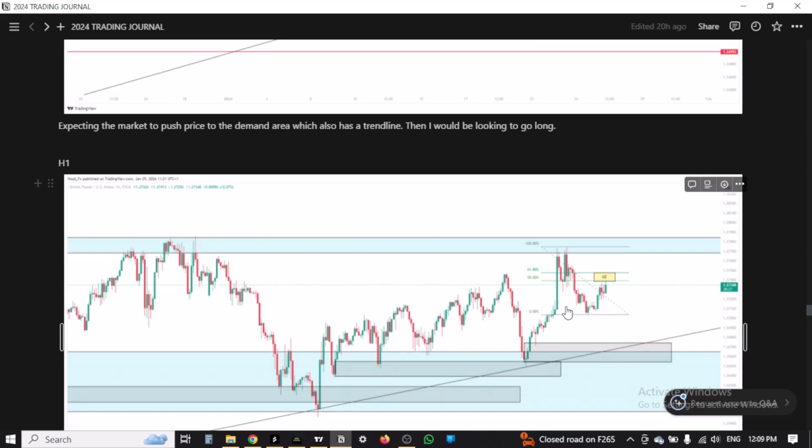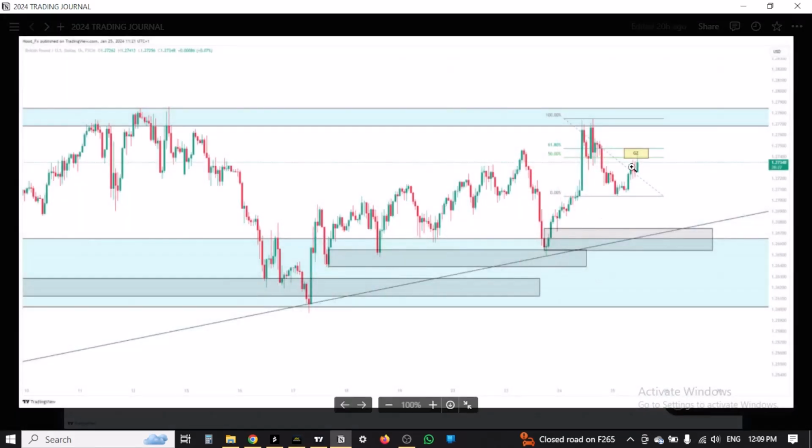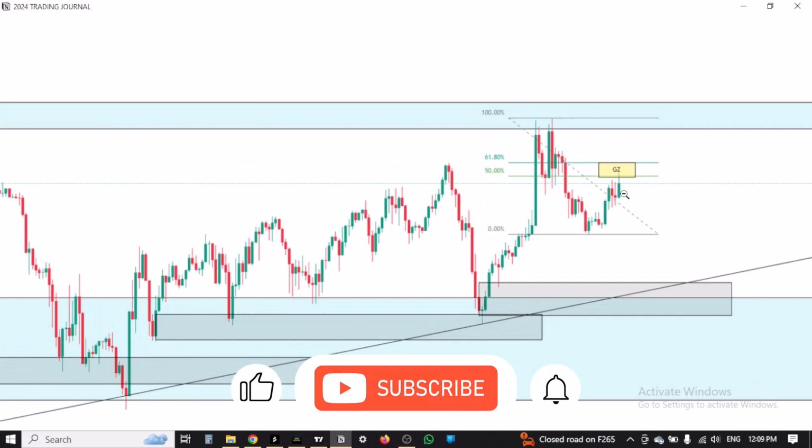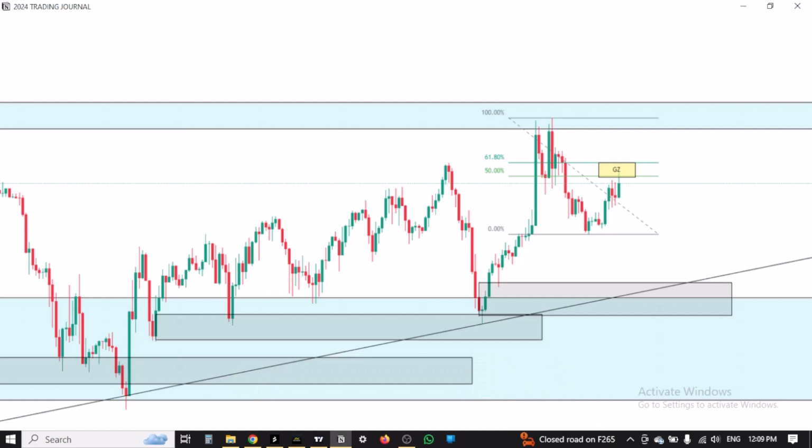Then I pulled out my fib tools to check for my golden zone, which is the 50 to 61.8 level, which is this golden zone here. So I waited for price to get there. When the price got there, I was expecting price to close away from me. That is what I used to do. I don't mind the time frame I'm trading with.